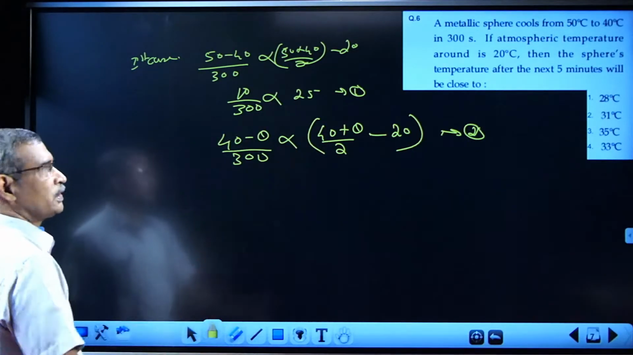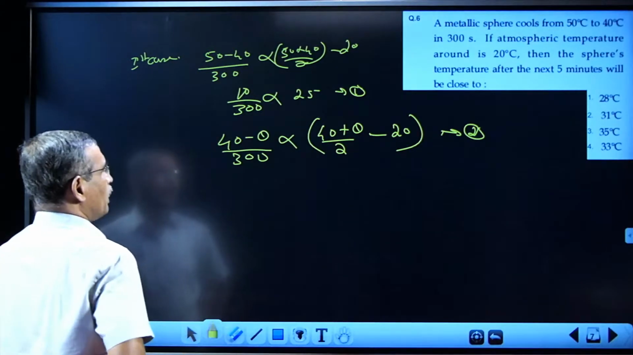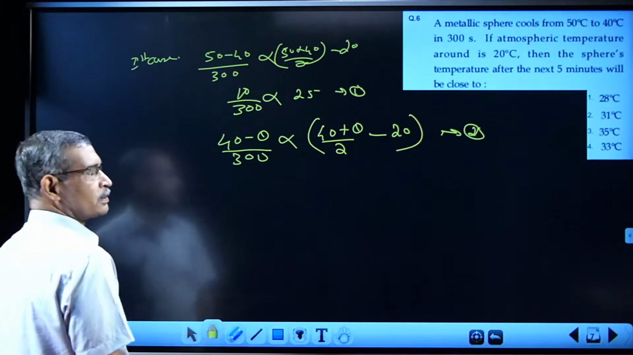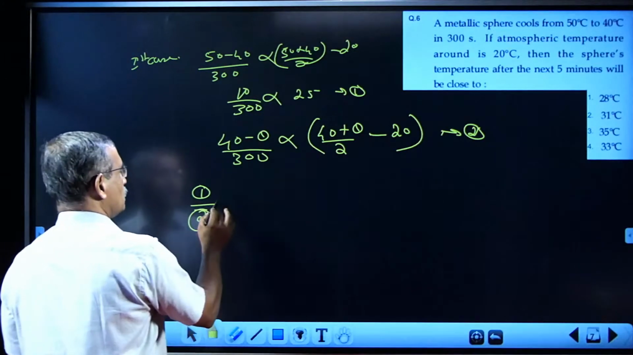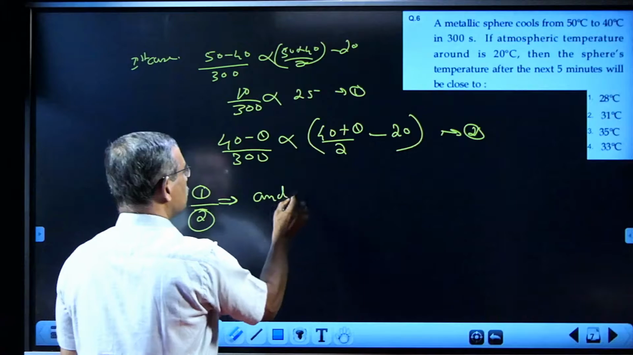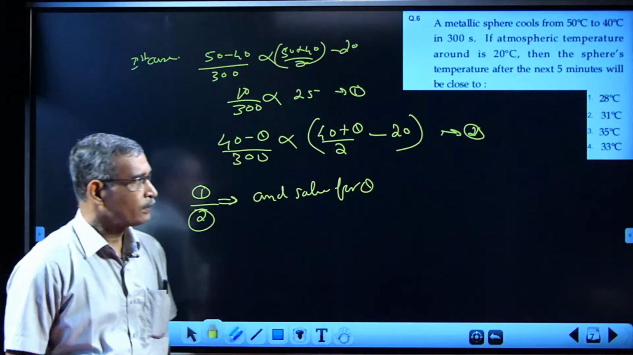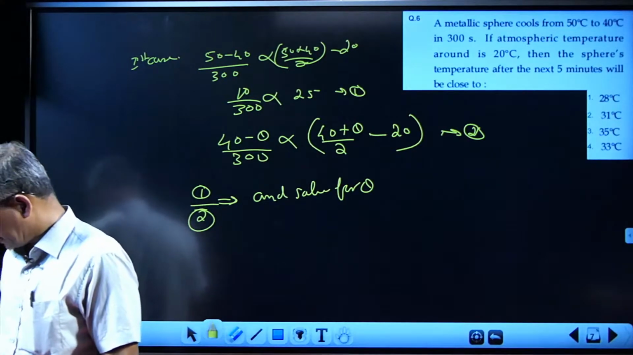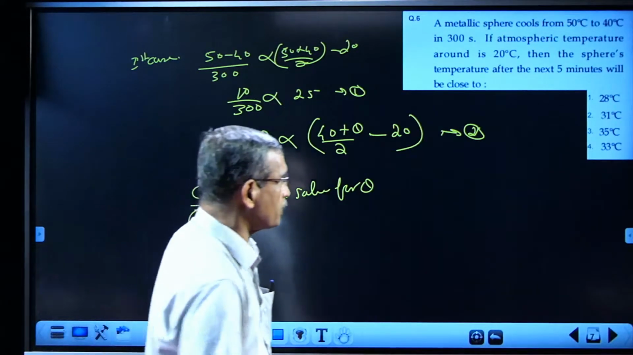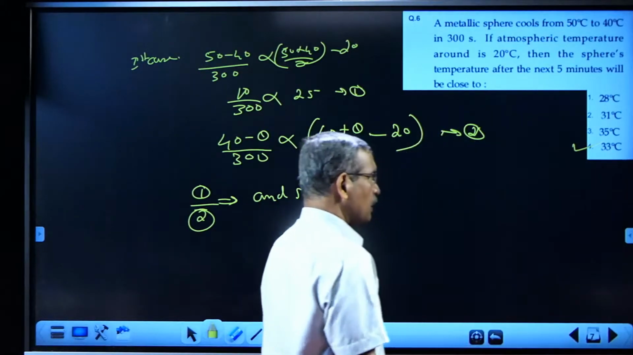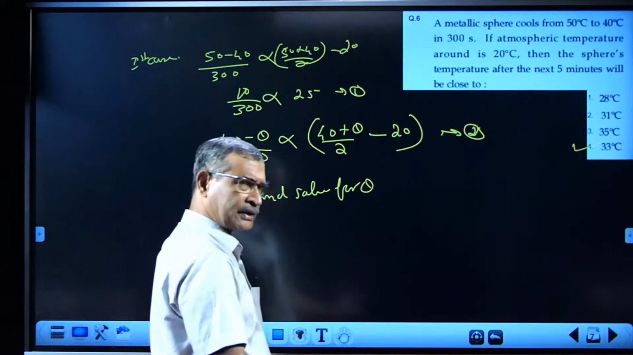Now divide equation number 2 by equation number 1, and solve to find the value of theta. Divide and solve for theta. The mathematical part I am not doing here, and you get the answer as 33 degrees centigrade. The option is 4. The calculation is difficult, but the physical concept is very direct and simple.